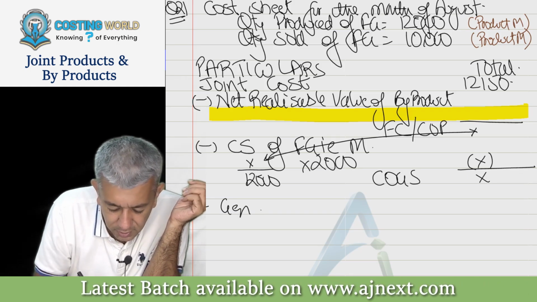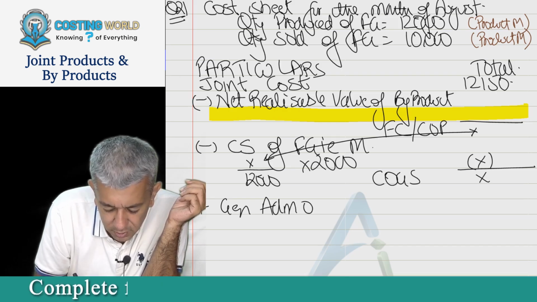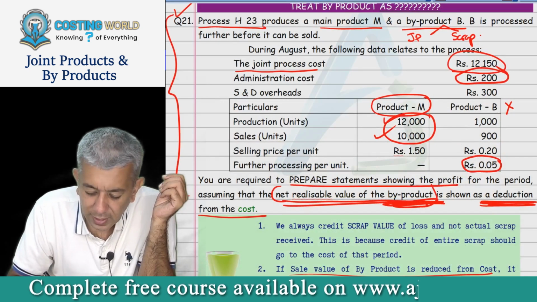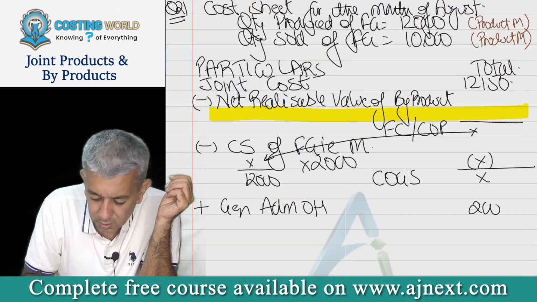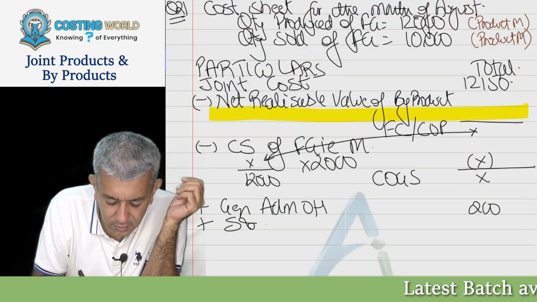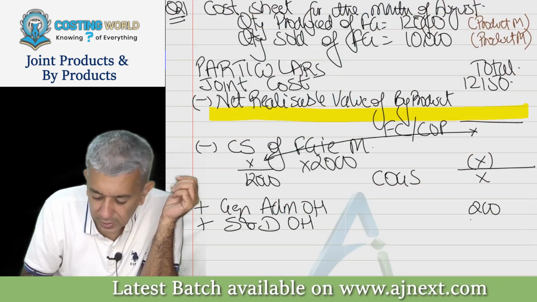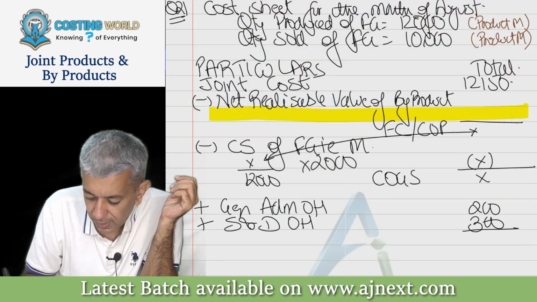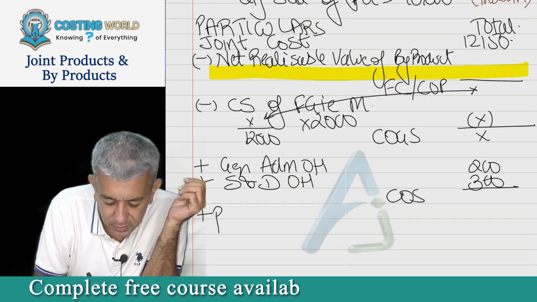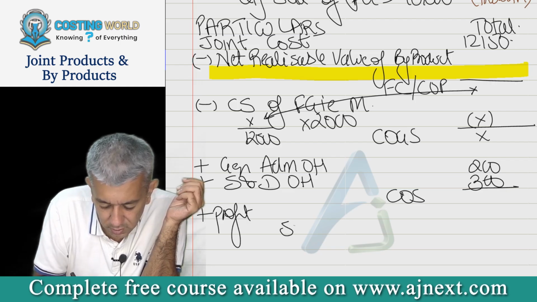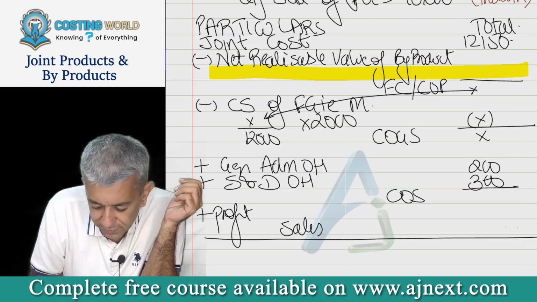Add general admin overheads. Add S&D overheads. Cost of sales, and profit gets sales.